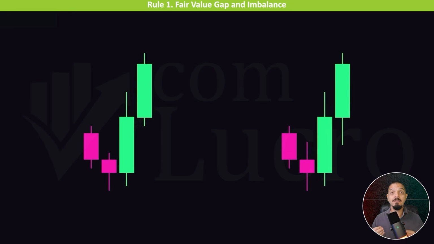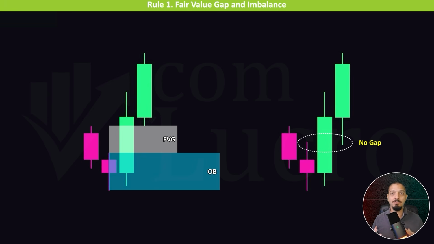To make this clearer, let us look at an example. Here we have 2 price movements that appear very similar at first glance, as both move strongly to the upside. The difference becomes clear when we look closer. The example on the left shows a gap between the upper wick of the first candle and the lower wick of the third candle. In the example on the right, no such gap exists because the wicks overlap with the candle body. This gap is what defines inefficiency or imbalance. Even though both moves are strong, only the left example qualifies as a valid order block.